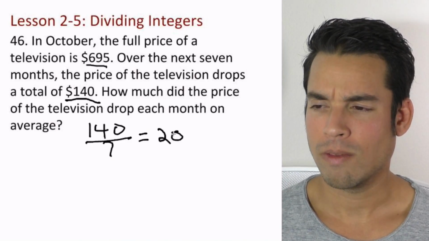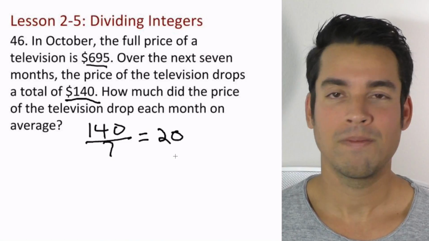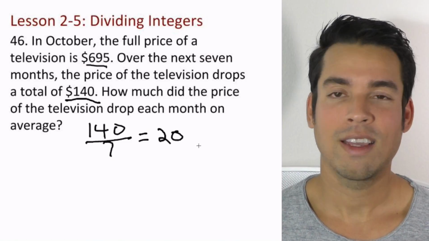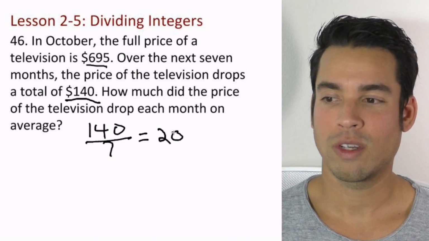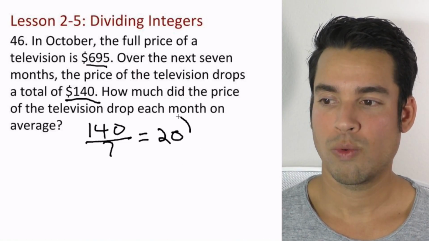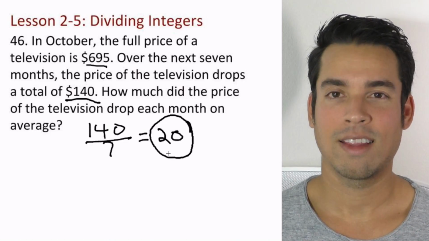Does that make sense though? Well, that means we dropped 20 in 1 month, the next month is 40, then the next month is 60, 80, 100, 120, and 140. So it drops $20 each month. There it is, and done.